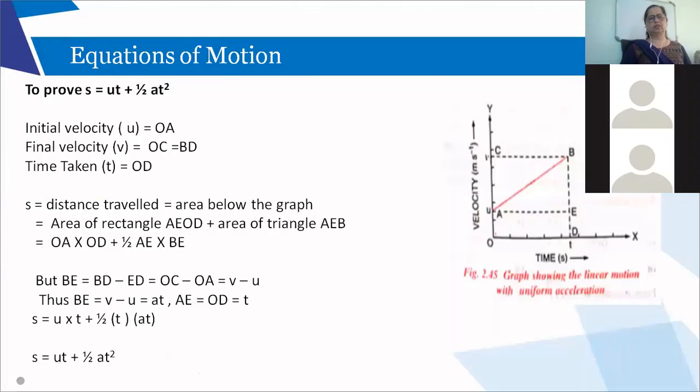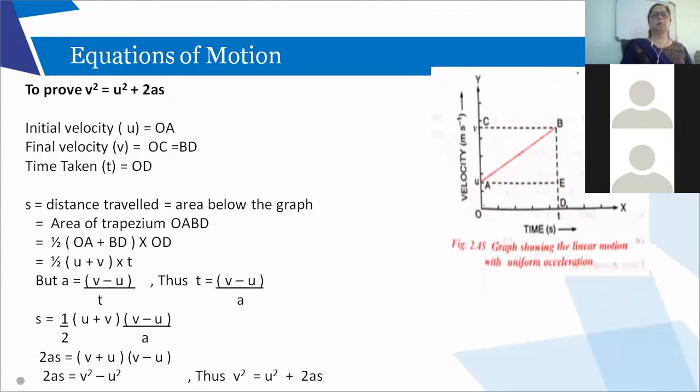Now third equation of motion, simple but a little bit twisted. Just see the derivation. The third equation of motion is V square equal to U square plus 2AS. So again, same graph. You have to always refer to the same graph. Learn the graph. All the points, please see that you put it as it is. Now initial velocity OA, final velocity OC or BD, and time taken is OD.